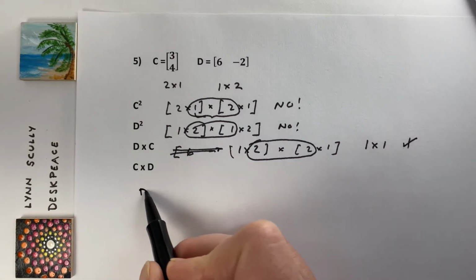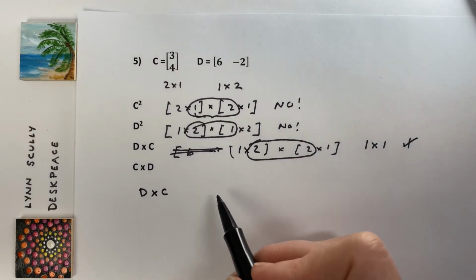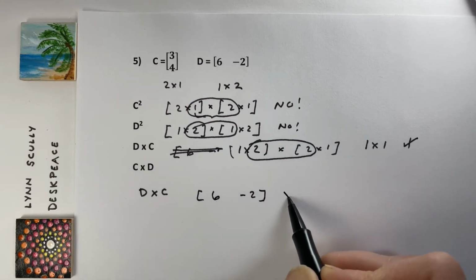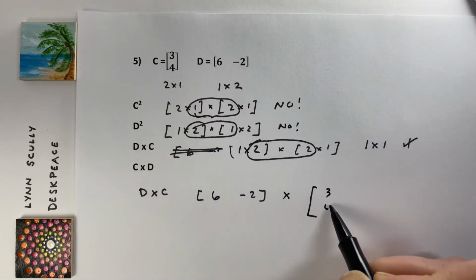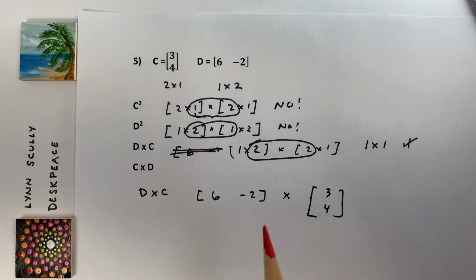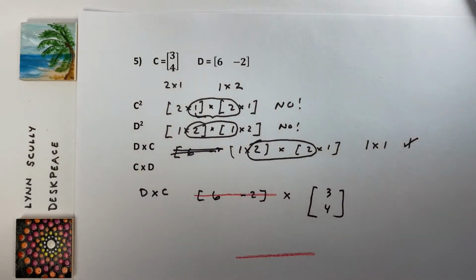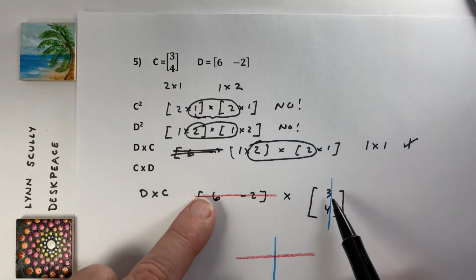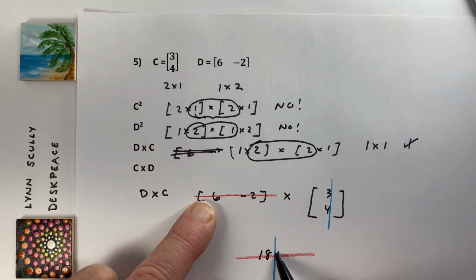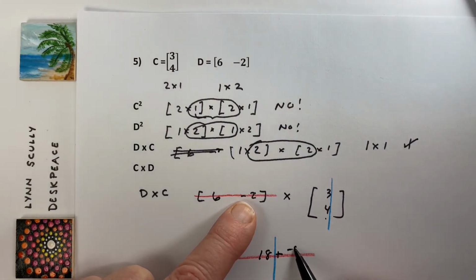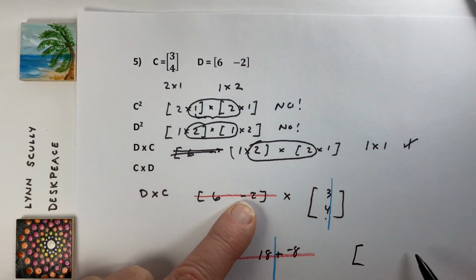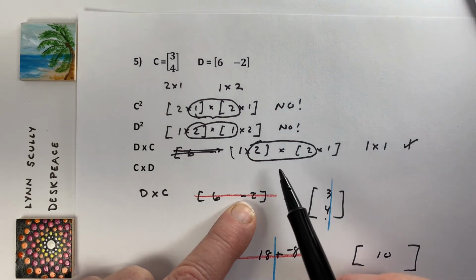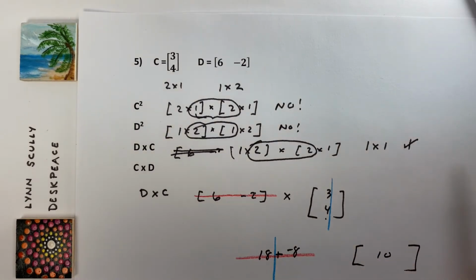So for D times C, I'm going to write it out again. I have 6, -2 times 3, 4. I'm going to come across with my colored pencils. Rows, columns. I always do that. So I'm going to go 6 times 3 is 18 plus -2 times 4 is -8. And that's it. 18 plus -8 is 10. All done. I got a 1 by 1, just like I thought I would.